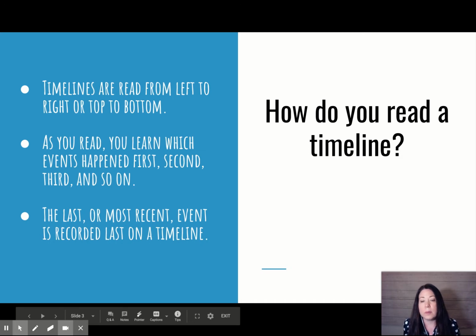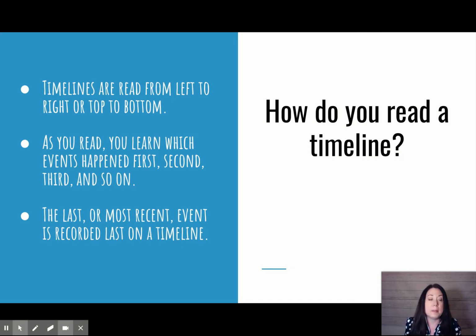The last or the most recent event in the timeline goes forward in time. So the first event is going to be the oldest date and the lowest number. And the last event on the timeline is going to be the larger date, the higher number, and the closest to our time now.